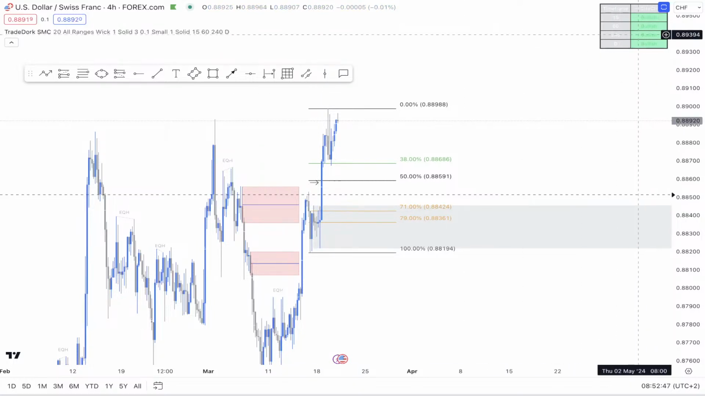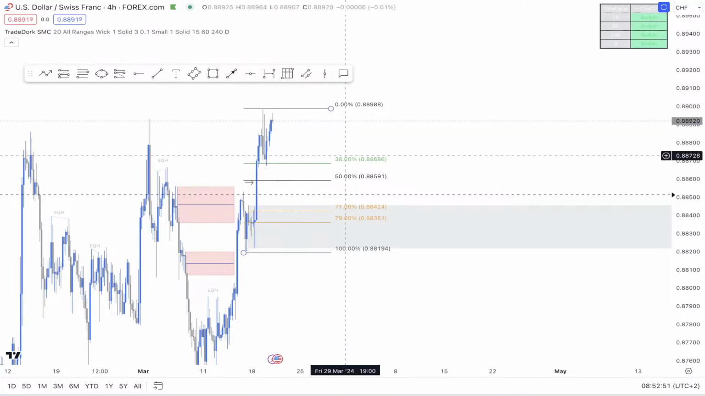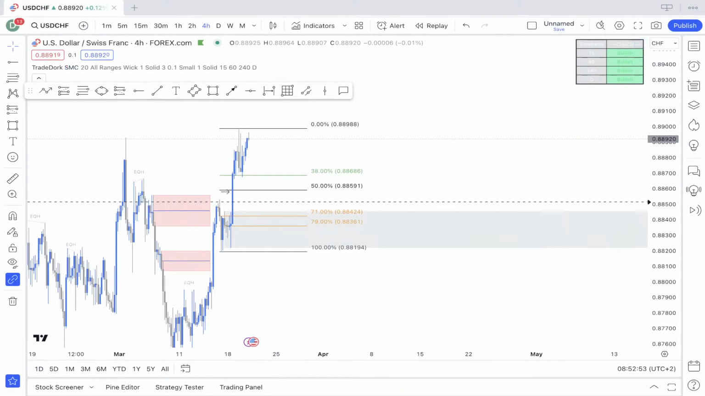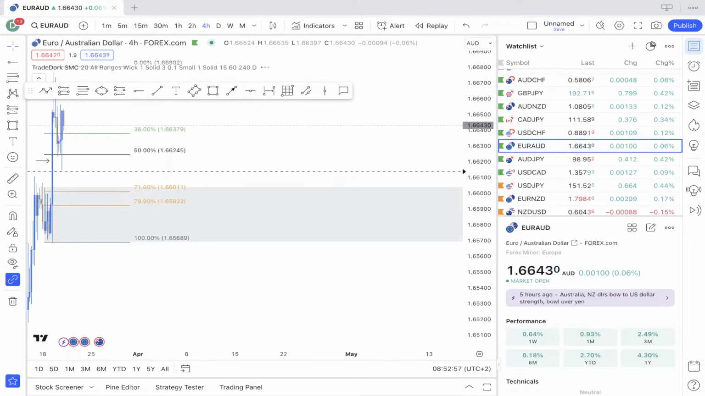Daily and 4-hour are both bullish on the trader graph, and we can see that the pullback is very corrective so far because the bullish pressure is still on. Euro AUD with another bullish opportunity.